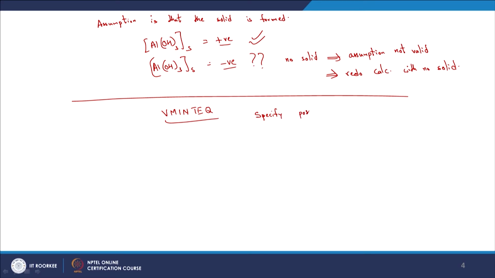Specify, I believe, possible solid species in WMINTEQ, right. So WMINTEQ obviously cuts down on your time. So what do you need? Obviously you need to give the X total, Y total and B total, let us say, right, and then specify solid species or possible solid species.